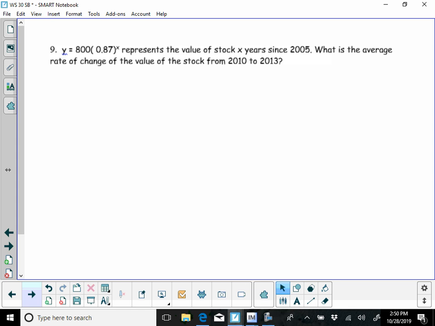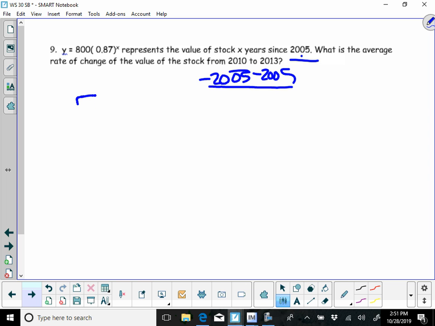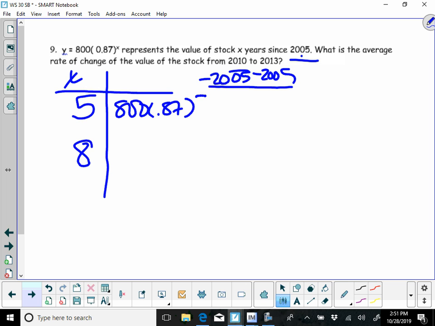You at least need to have the information written down if you don't have the values for the slope, but you could do this without the calculator. It says years since 2005. So from 2005 to 2010, you're just going to subtract there, and that's going to give you 5 and 8. These are your x's, and to get your y's, you just plug that in. You can type that in on any calculator.